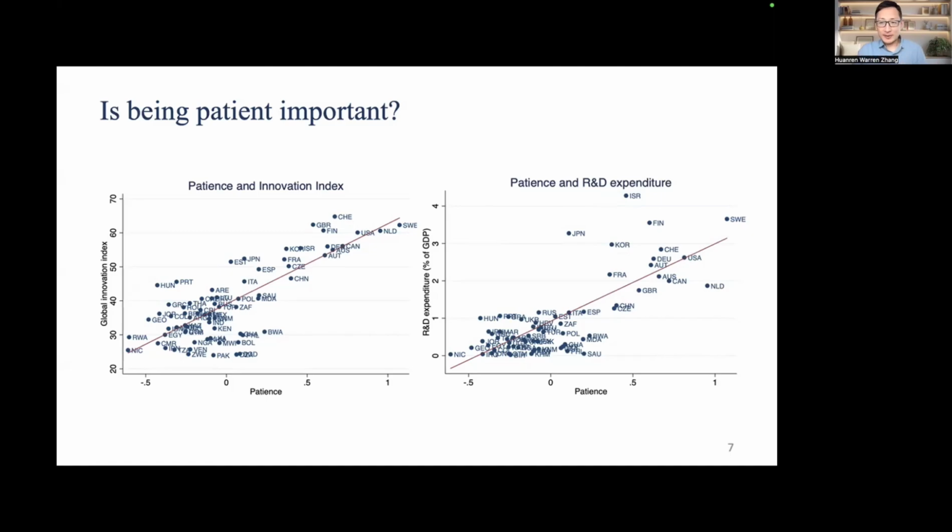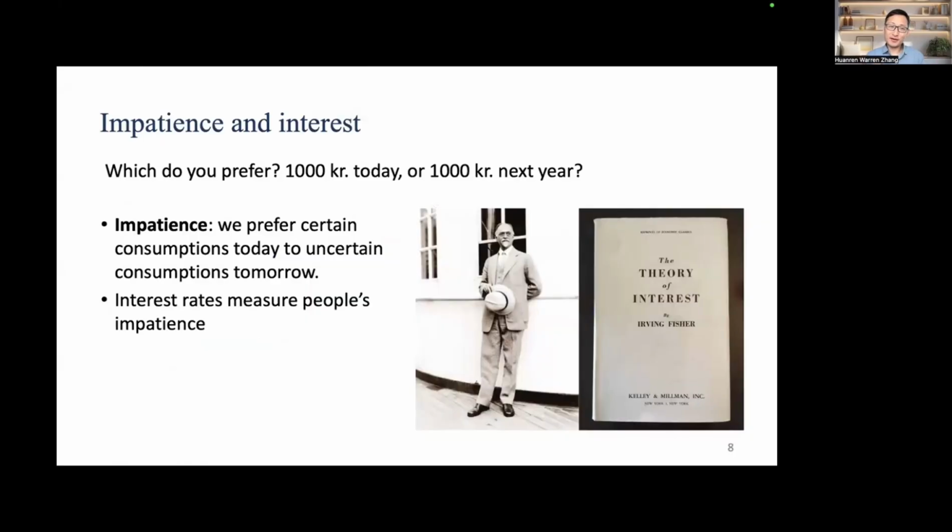Now, talking about patience, we have to introduce a very important concept called interest. Again, if we go back to the question we asked before, which do you prefer, 1,000 kroner today or 1,000 kroner next year? Well, most people would prefer 1,000 kroner today, because people are impatient. Impatience describes the fact that we prefer certain consumption today to uncertain consumption tomorrow.